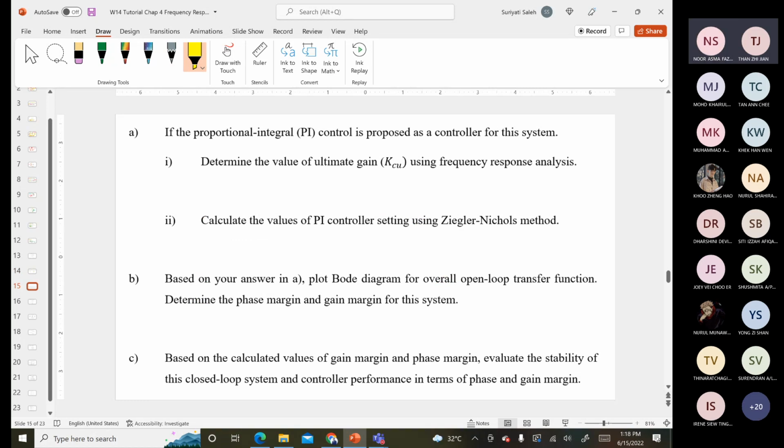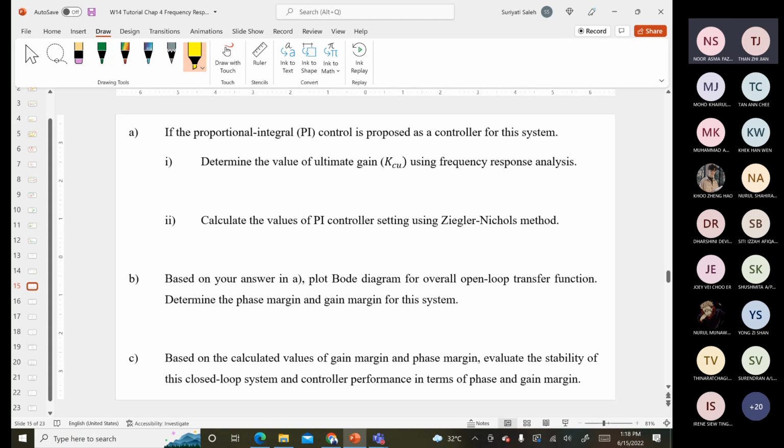A: if a proportional integral controller is proposed, determine the value of the ultimate gain. In this case, they just propose the controller, but they didn't give you the PI values. If they didn't give the values, you need to calculate them. You cannot assume them. So question A relates to calculating the PI controller using the Ziegler-Nichols method, and then B is the same thing. Once you obtain that, you can calculate the phase margin and gain margin based on the plot. And then C, evaluation in terms of the gain margin and phase margin.